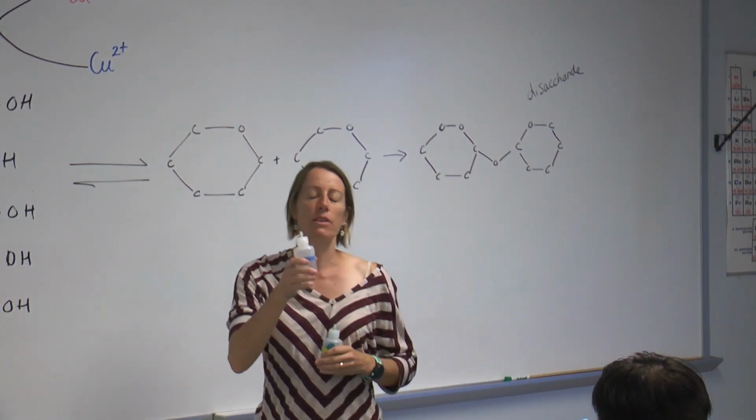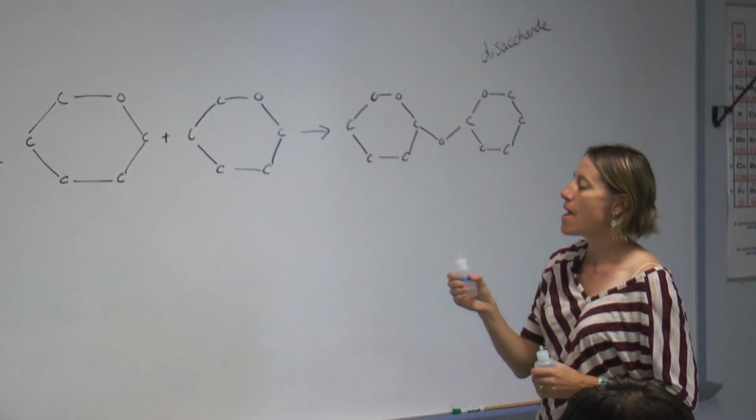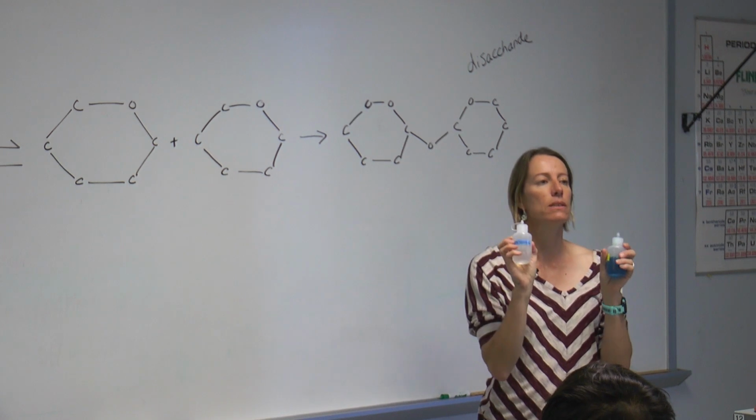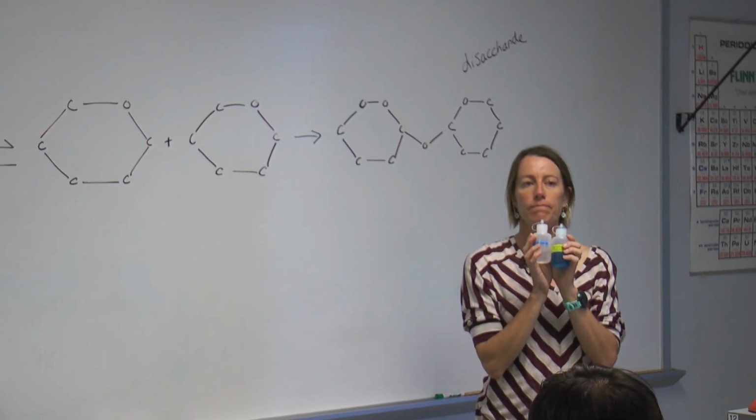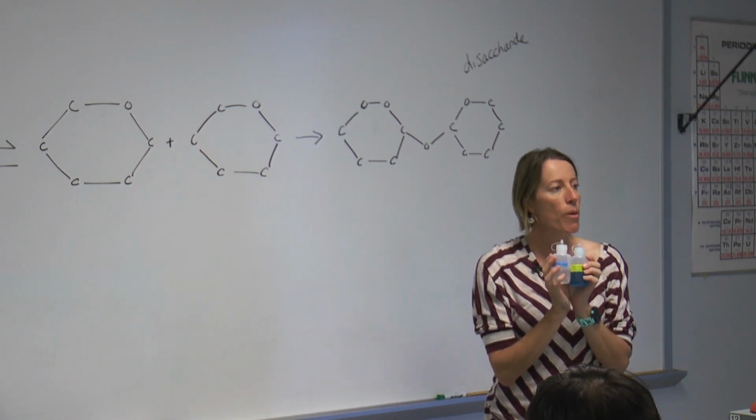This is a bottle that's got sucrose in. This is a disaccharide. All right. If I were to mix my copper-containing Benedict's with my disaccharide, is this going to turn from blue to red? No. Why not? No carbonyl. Because there's no double bond, there's no carbonyl group.